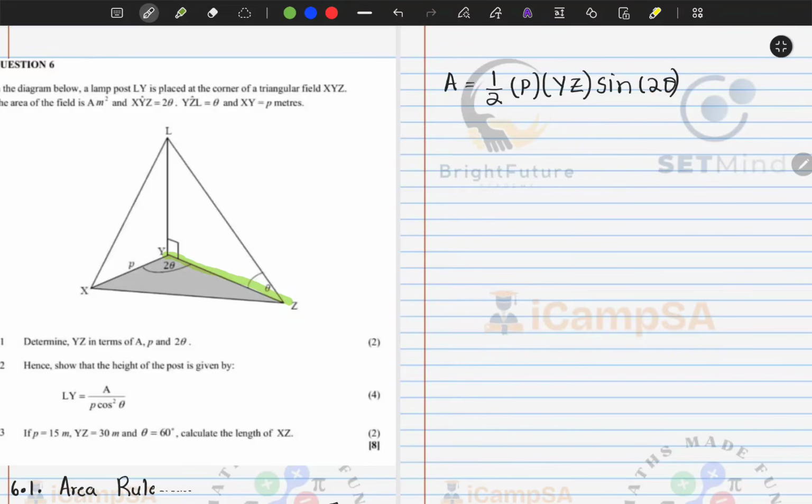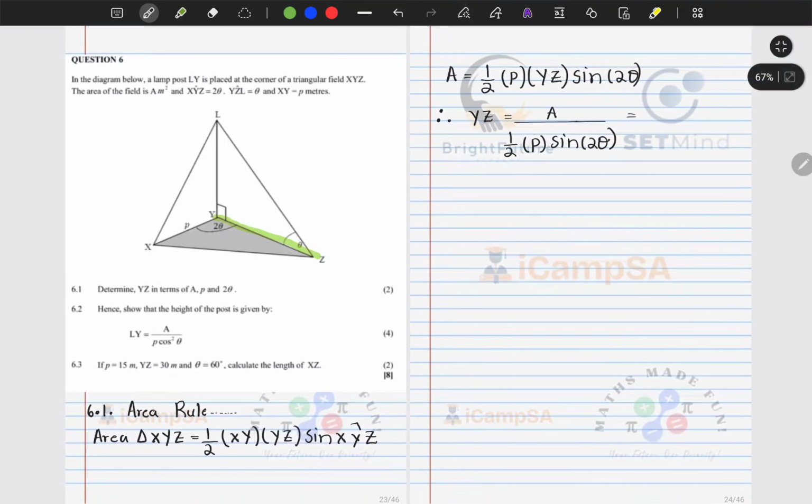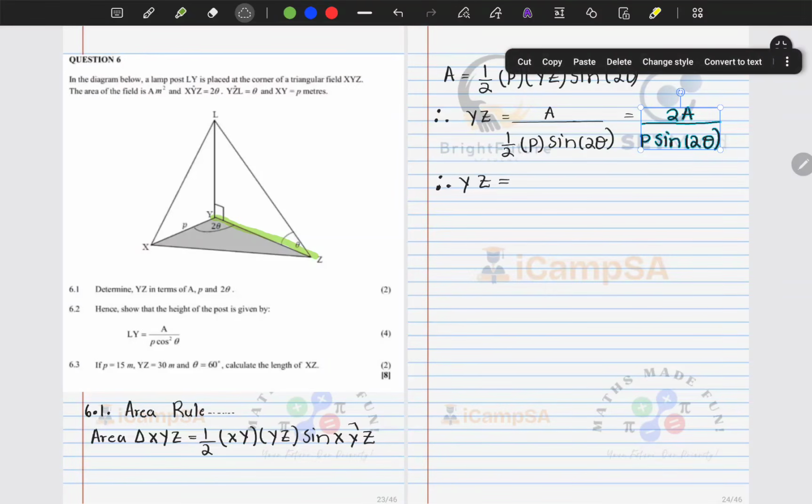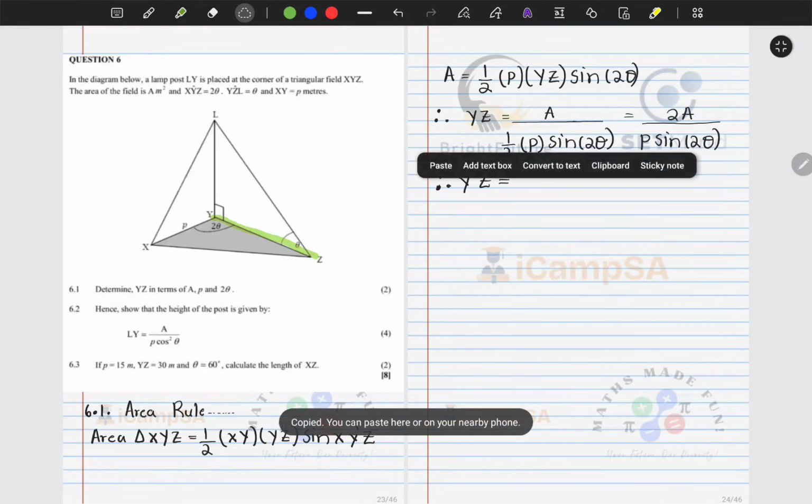We can now divide, therefore YZ will be A divided by half of P and then sine of 2 theta. This can be simplified: the 2 we push up, and it becomes 2A divided by P sine of 2 theta. So that is what our YZ becomes. Let's copy this and paste it here.